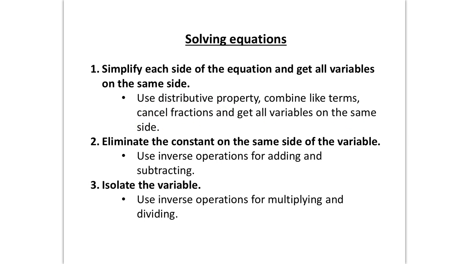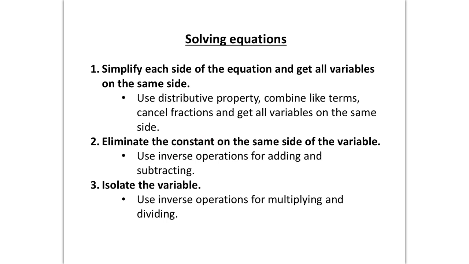Now, like I said, guys, sometimes you don't have variables on both sides. Sometimes we don't have like terms, sometimes we don't have fractions, and sometimes we don't have to distribute. But that's the idea. For step number 1, you always want to simplify. Then you go to step number 2. Step number 2, you eliminate the constant on the same side of the variable. After you simplify, after you get the variables on both sides, you eliminate that constant.